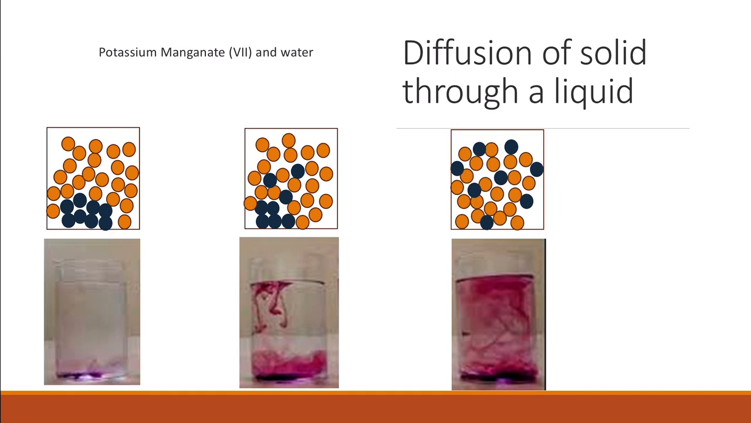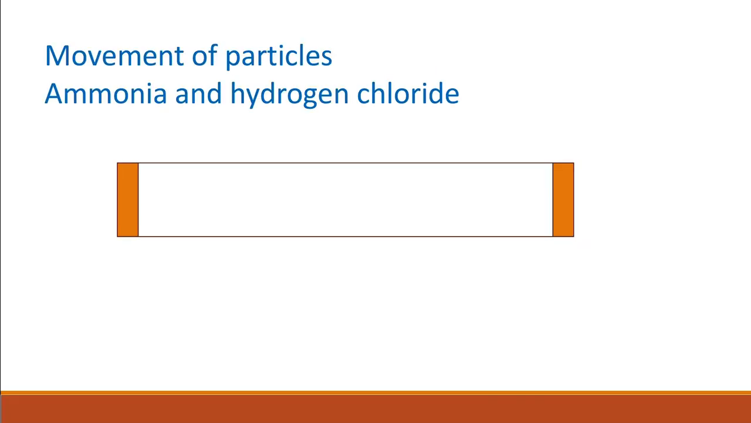You can also see that if you add more water to that solution, the color will fade because the particles of potassium manganate will be separated even more away from each other, and then the color will fade. This is called dilution. We can see the movement of gases through air if we do the experiment of the diffusion of ammonia and hydrogen chloride.